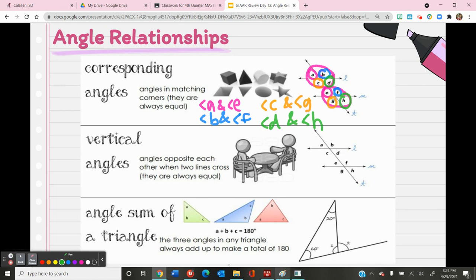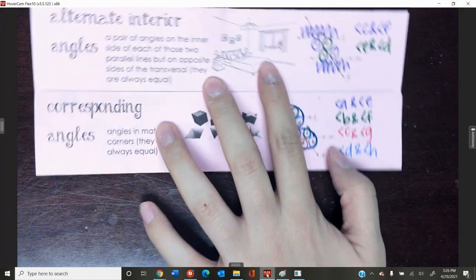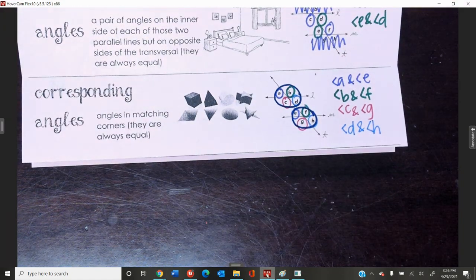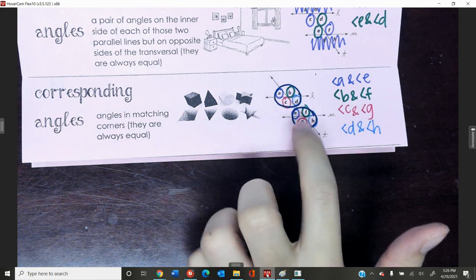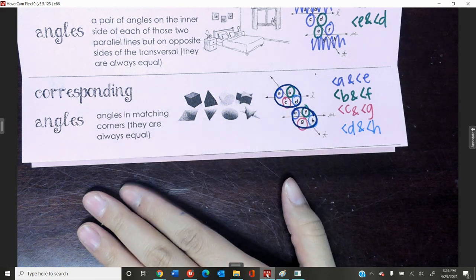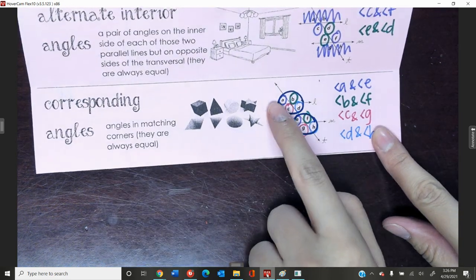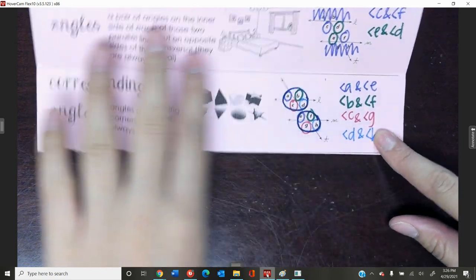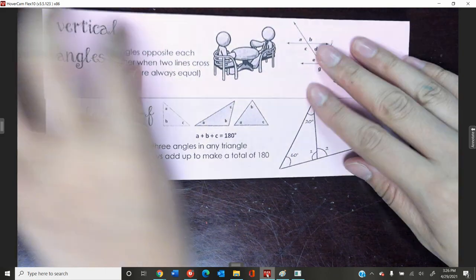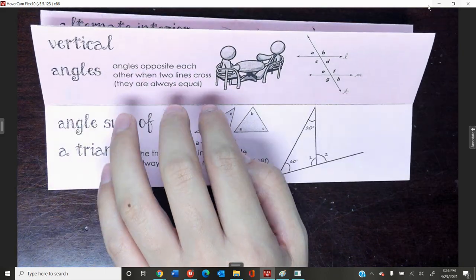So taking a look at your foldable now, this is everything you should have written down for corresponding angles. Again, draw circles around your sets of parallel lines to help you identify which angles are the same position on your sets of parallel lines. Now we're going to go ahead and flip this up. We're now going to look at vertical angles.